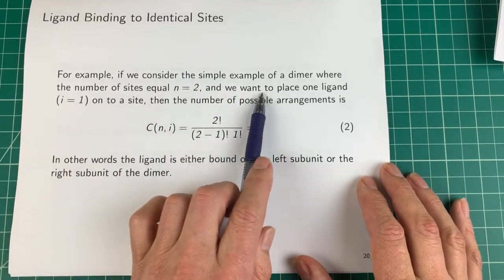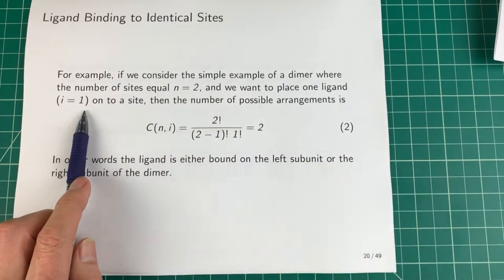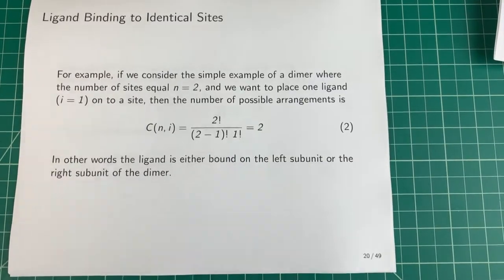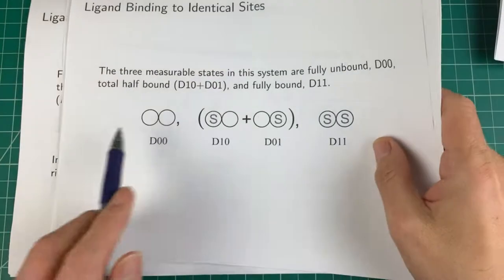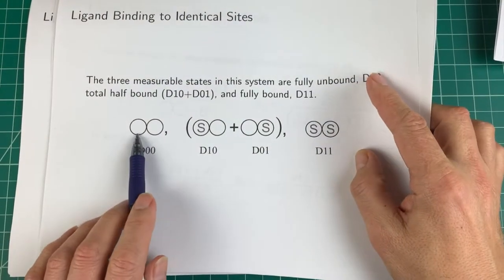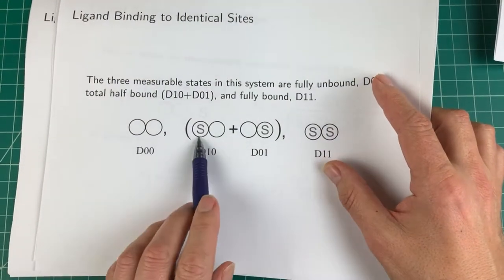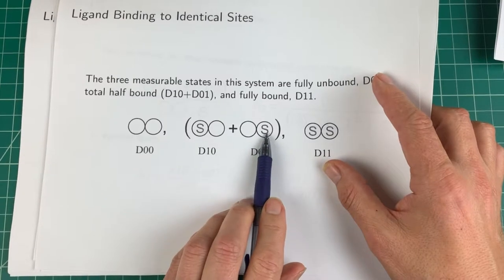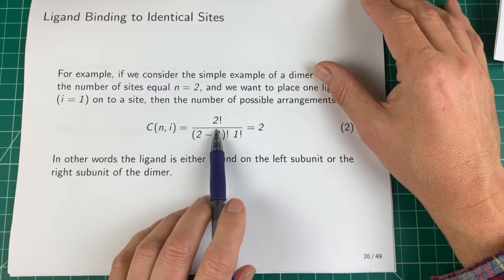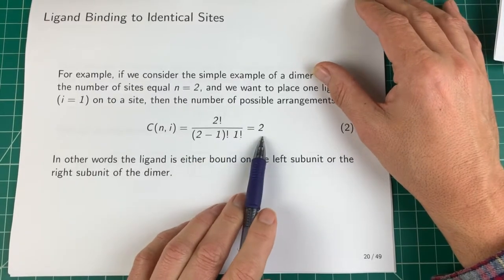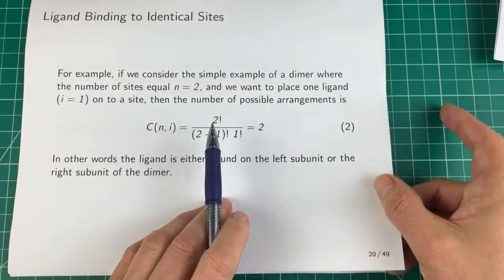And let's say we just want to place one ligand onto a site. How many ways are there to place one ligand onto two sites? So I've got a dimer. How many ways is it possible to place one ligand? Well, I can place it on the left, or I can place it on the right. So there should be two. So if I put two into that formula, the combination formula, I get two. Okay, so that works out.